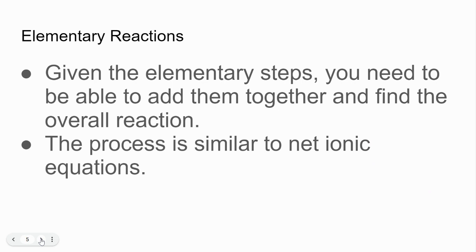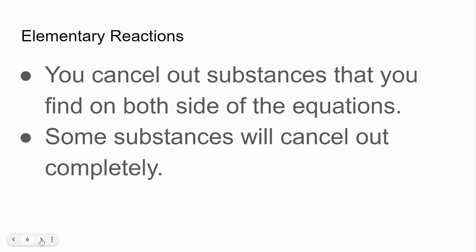In the first topic, topic 5.4, all you have to do is, given the elementary steps, add them together to find the overall reaction. The process is similar to what we do in net ionic equations. We look for things that we have on both sides of the arrow, and we cancel them out. Our overall reaction will be what's left over. Now, unlike our net ionic equations, some things will cancel out completely, some things will not.